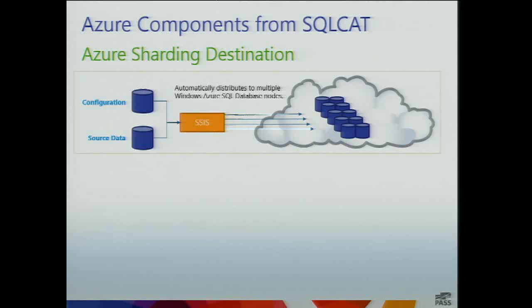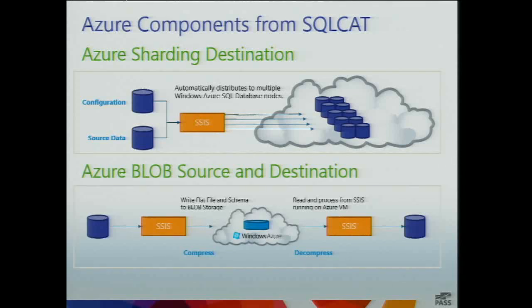So you have a single SSIS data flow, a regular data flow like you do, with a sharding destination that's going to go to multiple SQL Azure databases, or Windows, what is it called? Windows Azure SQL Database, sorry. Can't call it SQL Azure anymore. That would make too much sense.